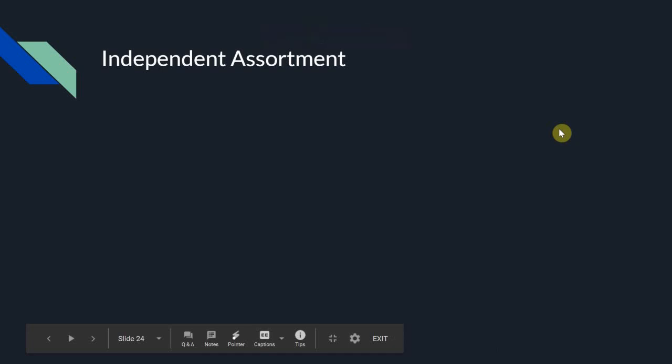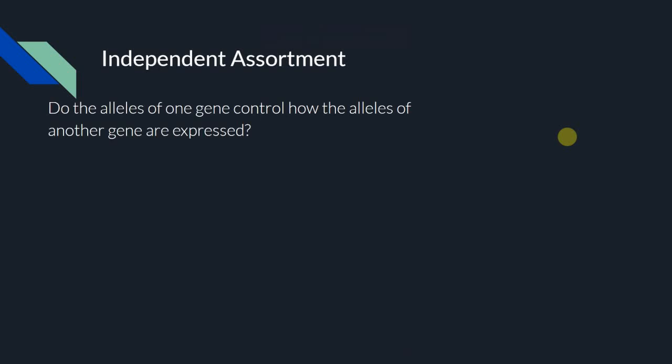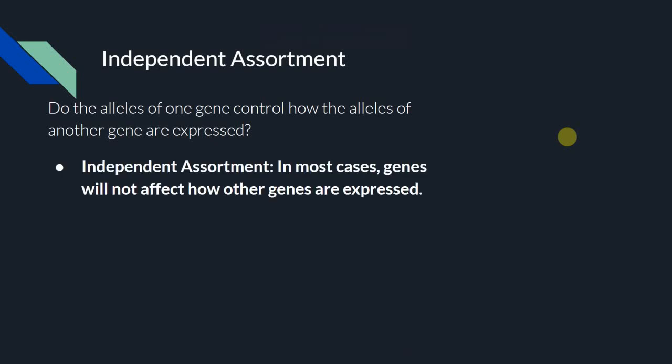Alrighty, everyone. So to get started for today, we are going to do a quick review of what independent assortment is. So we start off with the question, do the alleles of one gene control how the alleles of another gene are expressed? For example, one thing you could think about is, do you think that the genes for our eye color would somehow control the genes that control our hair color? And if you think about that for a second, the answer you should probably come to is probably not. And that's what we call independent assortment.